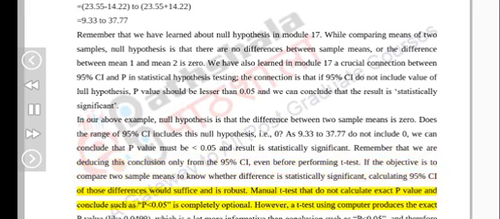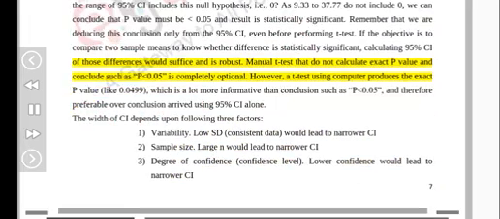Manual t-tests that do not calculate the exact p-value and conclude such as p less than 0.05 are completely optional. However, a t-test using a computer produces the exact p-value, like 0.0499, which is a lot more informative than conclusions such as p less than 0.05, and therefore preferable over a conclusion arrived at using the 95% CI alone.